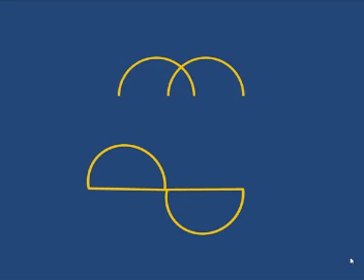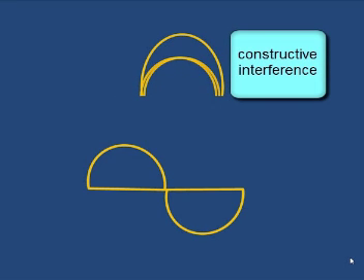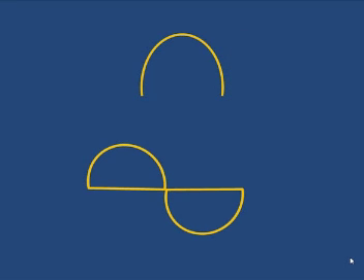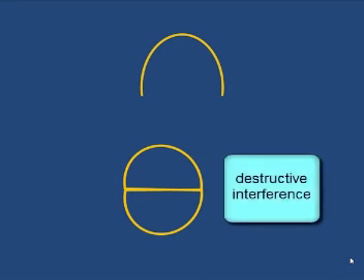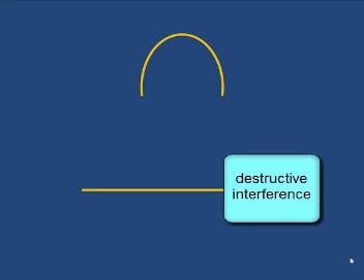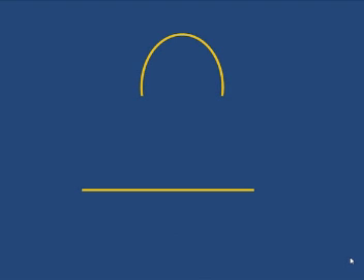When waves come together like this, they add when they reach the same space. It's called constructive interference. When waves, as shown below, come together and cancel each other out, that's called destructive interference. So that needs to be remembered.